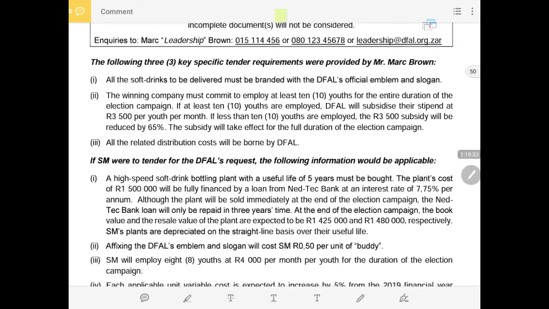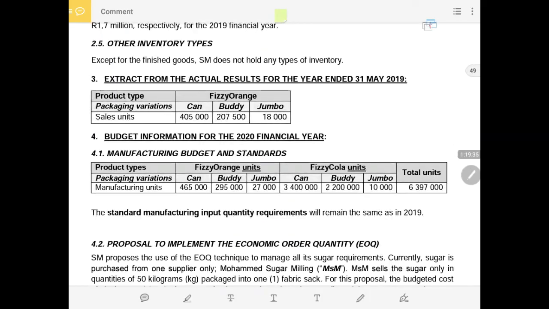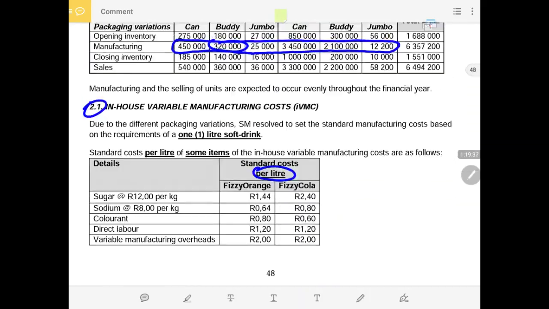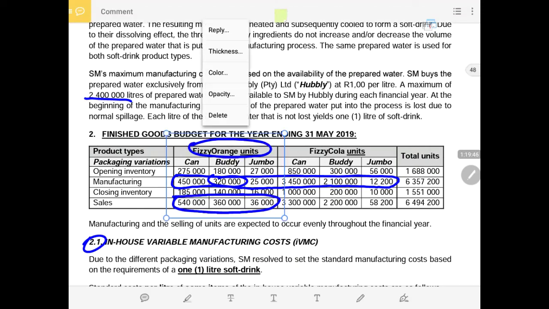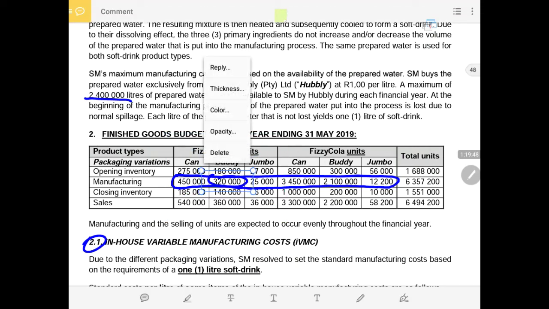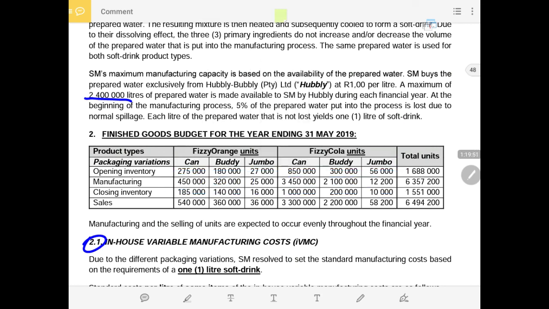How many units are we budgeting to sell? Remember, this is based on the budgeted information. We look at our budgeted sales. These are the budgeted sales for which product type? For fizzy orange, that is where we are. So now we need the lowest common denominator. We just simplify these numbers.